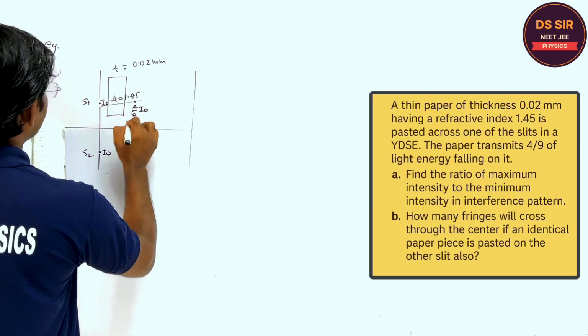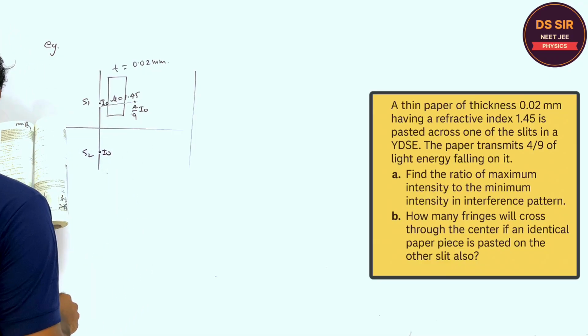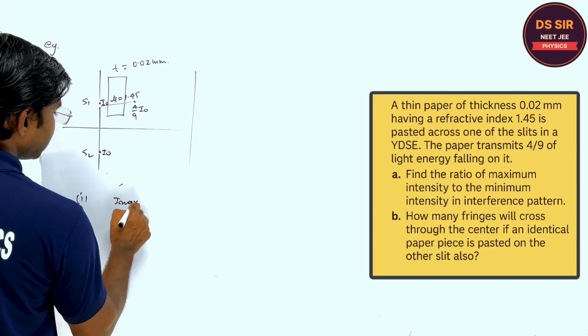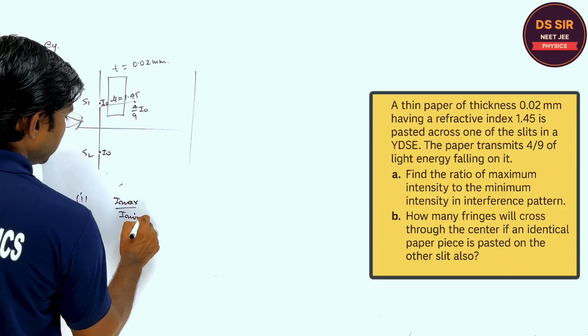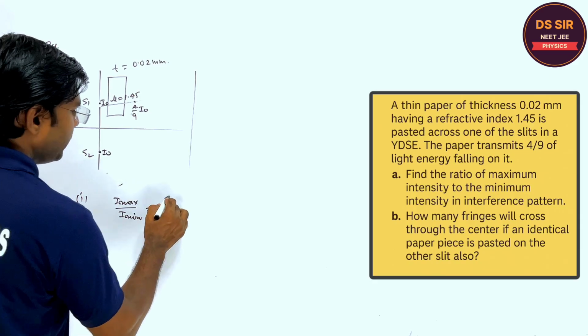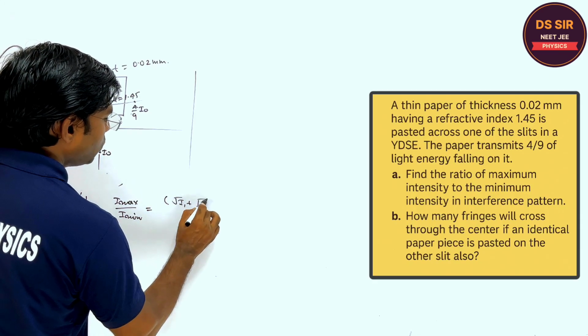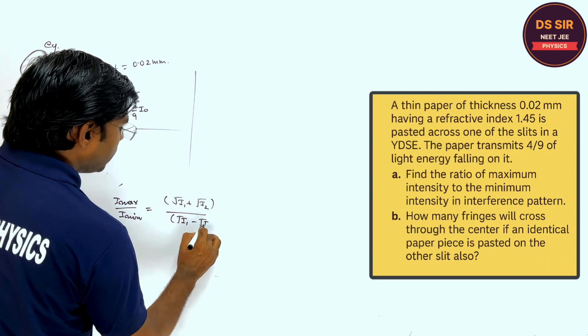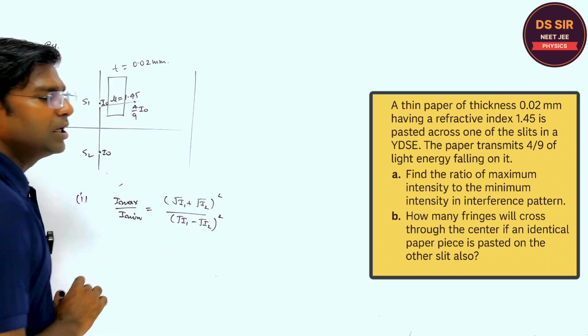You understand or not? So what they are asking in the first part is the Imax and Imin ratio. Do you understand or not? Can you find this? Yes, we can find. How to find the ratio? Imax upon Imin is (root I1 plus root I2) whole square upon (root I1 minus root I2) whole square. Is it clear or not?